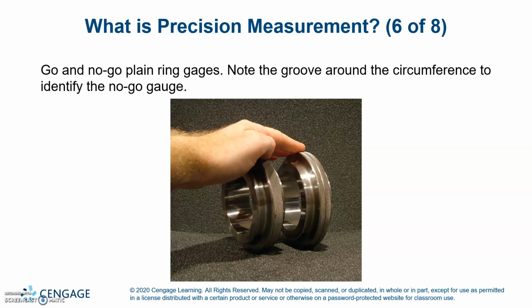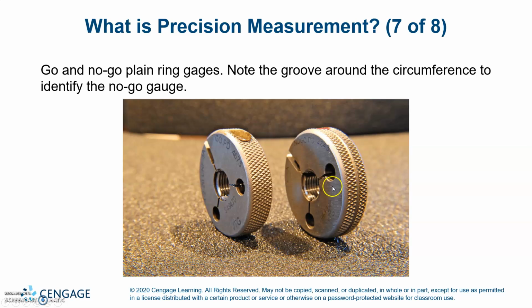Go and no-go plain ring gauges. Note the groove around the circumference to identify the no-go gauge. So that would be the go, and that would be the no-go. And again, go and no-go plain ring gauges, with the groove identifying the no-go gauge. So again, this will be the go gauge, and this will be the no-go.